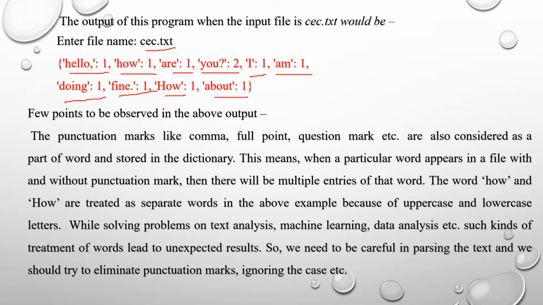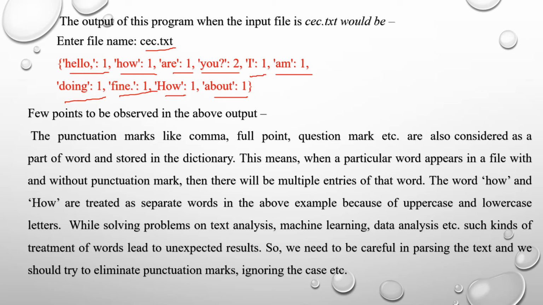So a few points to be observed in the above output. The punctuation marks like comma, full stop, question mark, etc. are also considered as a part of the word and stored in the dictionary. This means when a particular word appears in the file with and without punctuation mark, then there will be multiple entries of the word.